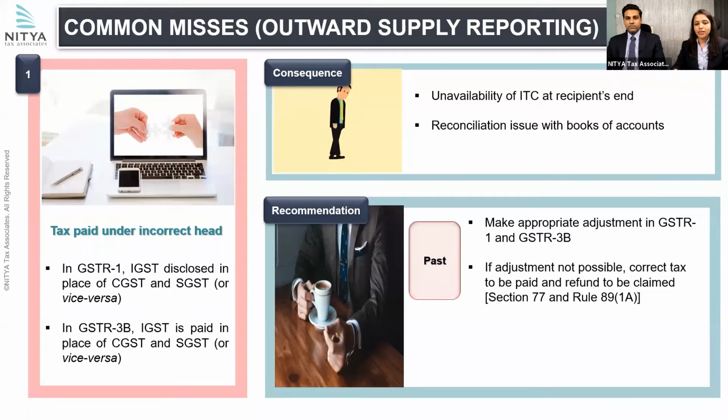The section says that if it is subsequently held that the tax has been paid under the wrong tax head, then the refund can be claimed as per Rule 89. However, recently a circular has clarified that another clause 1A will be inserted through Rule 89 and the refund can be claimed within 2 years from the date on which the tax has been paid under the correct tax head. So this is a big relaxation for all the taxpayers to ensure that there is no loss.